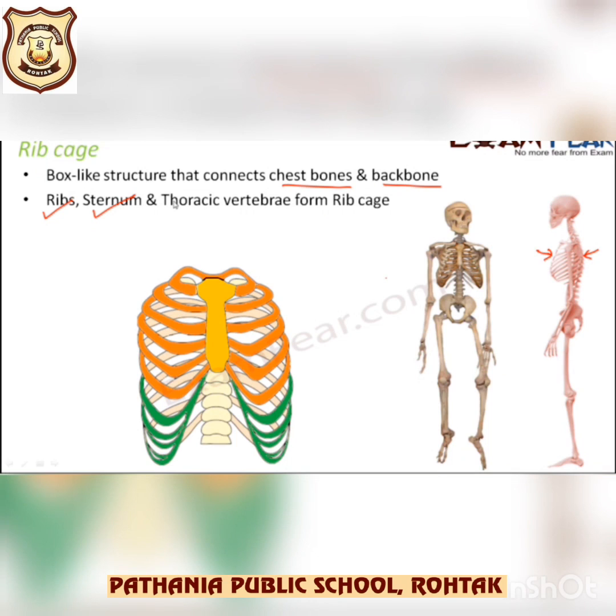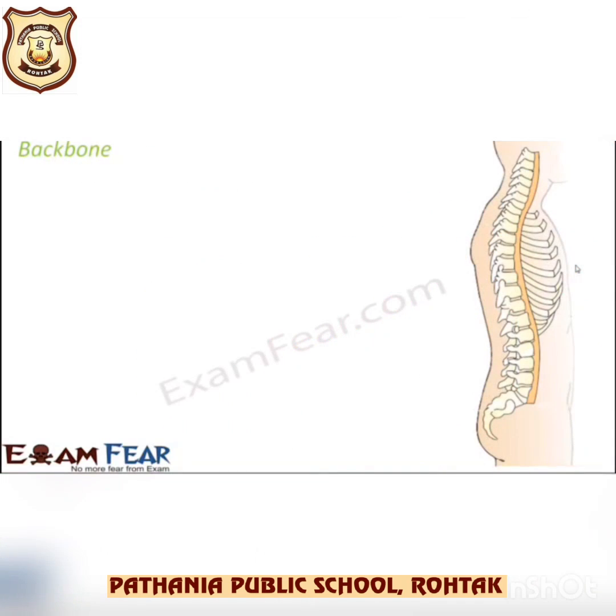No need to remember this name. So we know that there is a long backbone at the back of our body, right? There is also a small bone called the breastbone in the chest region in front of our body, and one end of all the ribs is joined to the backbone, and their other ends are joined to the breastbone.